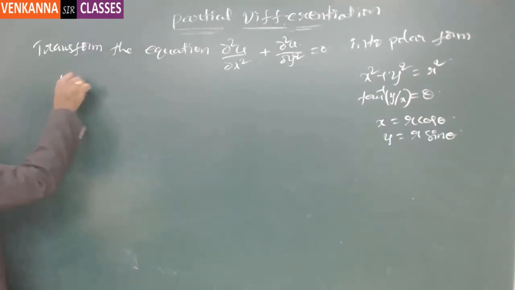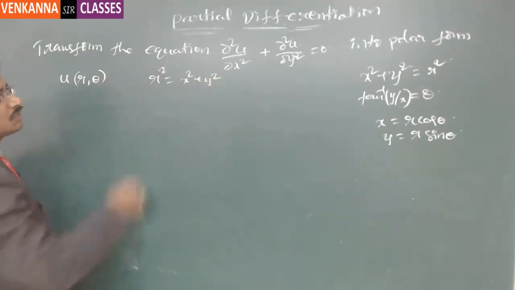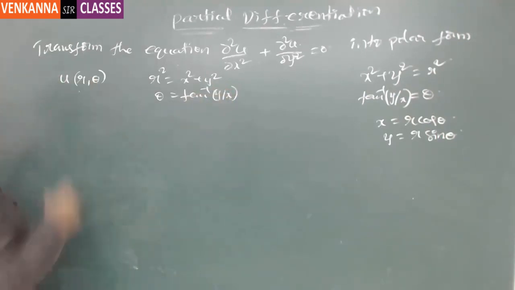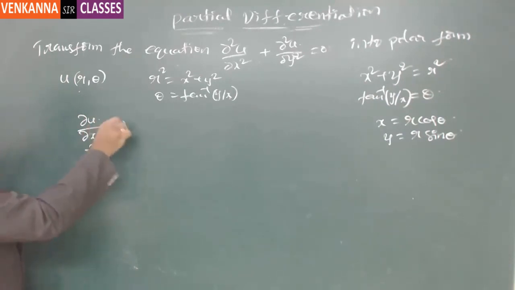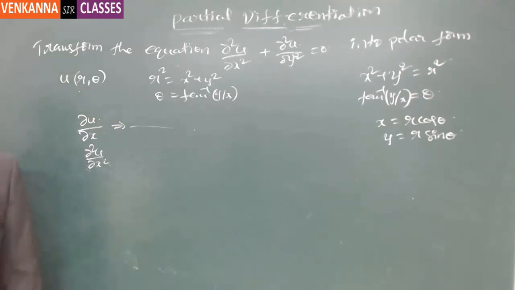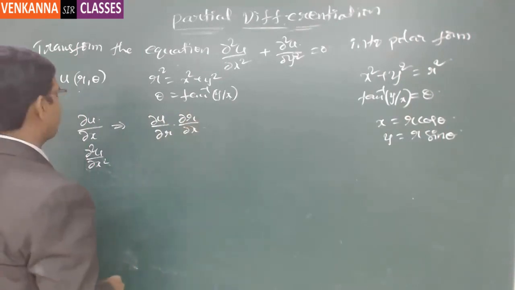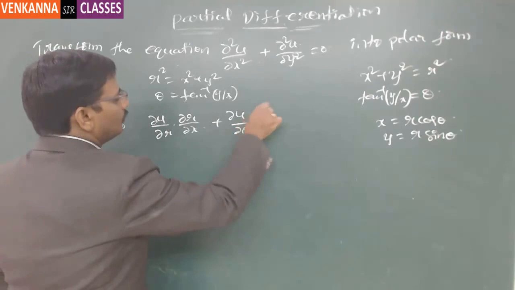Now here the function is u(r, θ), where r² = x² + y², and θ = tan⁻¹(y/x). Here r, θ are the new variables that you are bringing in. For this you need to identify ∂u/∂x and then the ∂²u/∂x² value. But everything on the right side should involve only r, θ. Now if you apply ∂u/∂x, this will be ∂u/∂r into ∂r/∂x plus ∂u/∂θ into ∂θ/∂x.